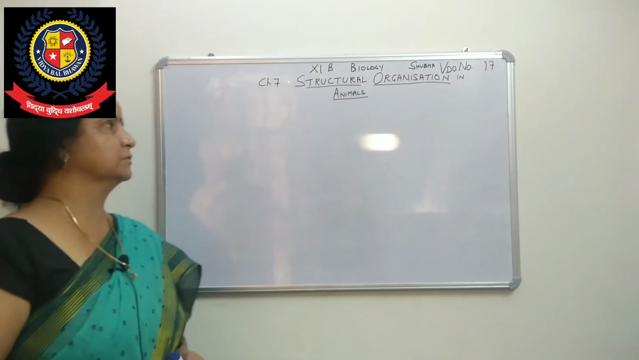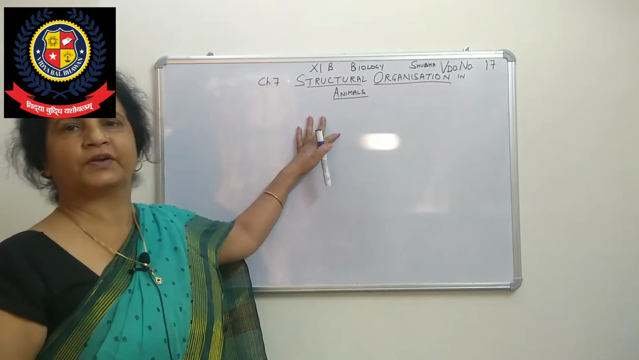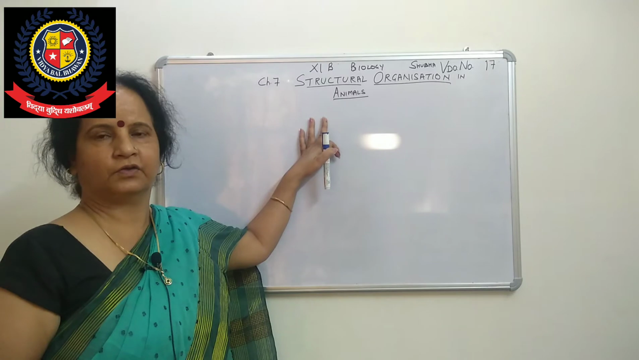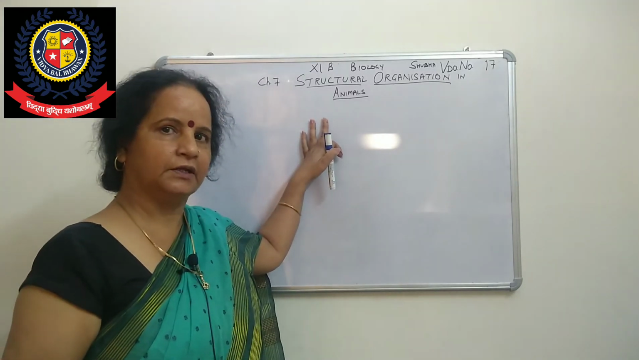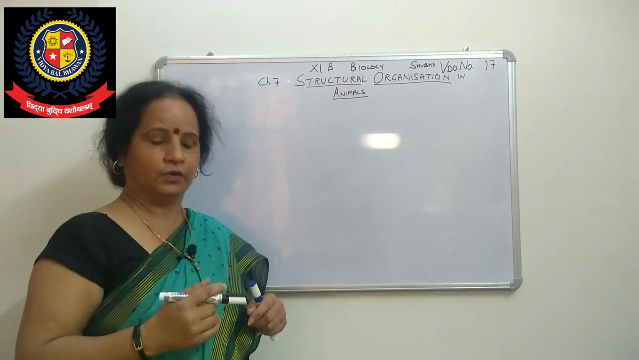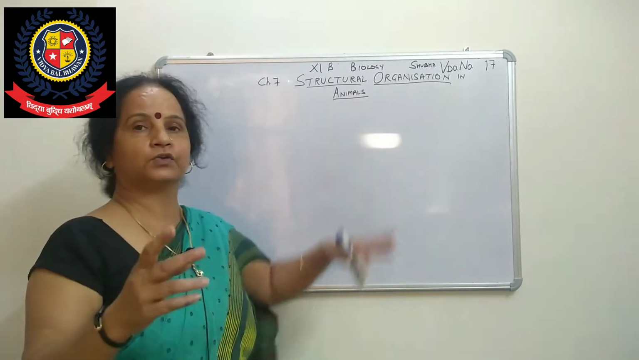Hello everyone. Once again, the continuation of the topic, chapter 7, animal tissue. You know we have already started that. There are 4 types of animal tissue. What are those?